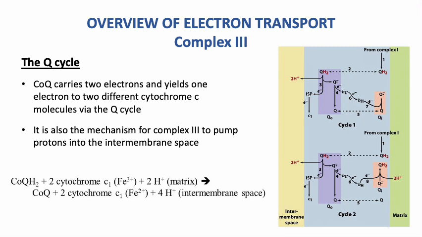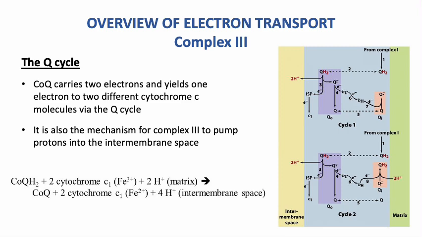In the first phase, as you see in the upper part of the figure, QH2 from complex 1 binds to the Q-o site, and it transfers one of its electrons to the iron sulfur cluster and releases 2 protons, forming semiquinone. Now that electron from the iron sulfur cluster will reduce cytochrome C1 and from there to cytochrome C to complex 4. Now what happens to the semiquinone?